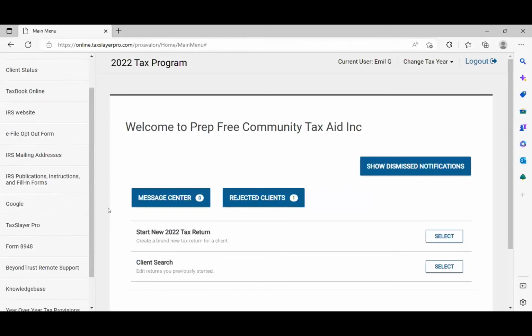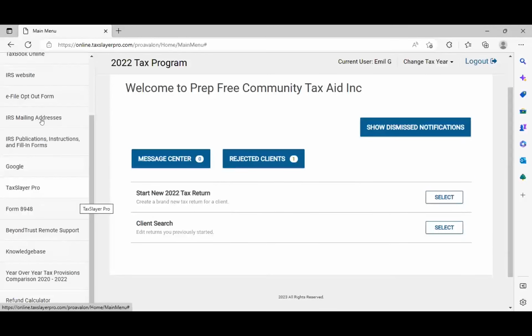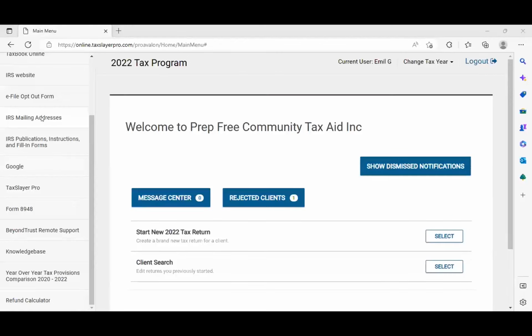Okay. Let us see what's going on. IRS mailing addresses. Once again, if we were to file a paper return, you can access this little link here, which will give you addresses for where to send it based on where the person lives. For example, New York. I'm not going to click the box, but that's what this link does. It takes you again to another part of the IRS website.